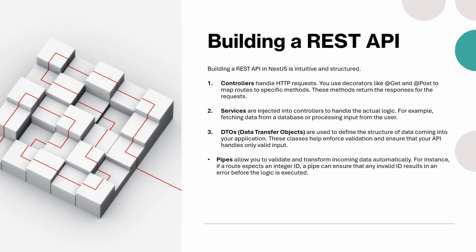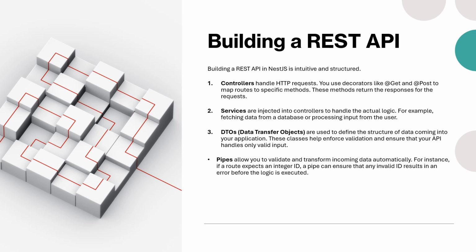Controllers handle HTTP requests. You use decorators like @Get and @Post to map routes to specific methods. These methods return the responses for the requests. Services are injected into controllers to handle the actual logic. For example, fetching data from a database or processing input from the user.